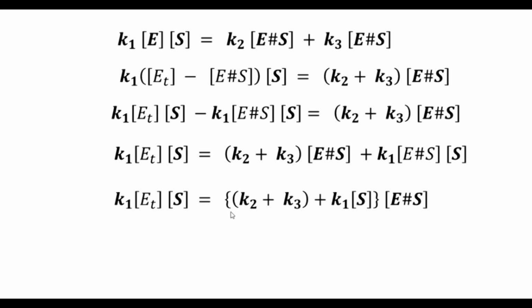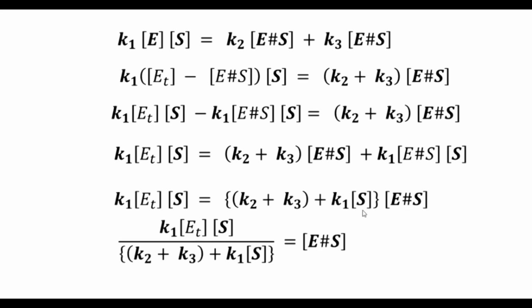the left hand side remains the same. The right hand side, if you take the enzyme substrate complex concentration common out, K2 plus K3 from here plus K1 into S. The enzyme substrate complex is out, therefore K1 into S here, and therefore the concentration of the enzyme substrate complex is the left hand side divided by the factor here, K2 plus K3 plus K1 times S.